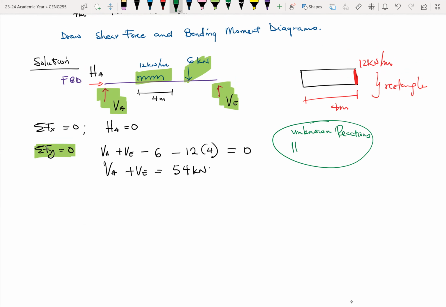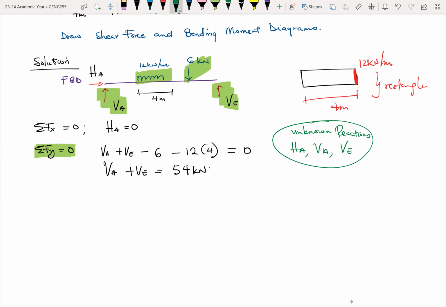So it's HA, VA, and then VE. HA is 0, so now we found HA. But the second equation, which is the summation of vertical forces, gives us VA plus VE. So two unknowns. And anytime you have an equation with two unknowns, it means that you cannot solve it with just one equation. So you need an additional equation to be able to solve that.